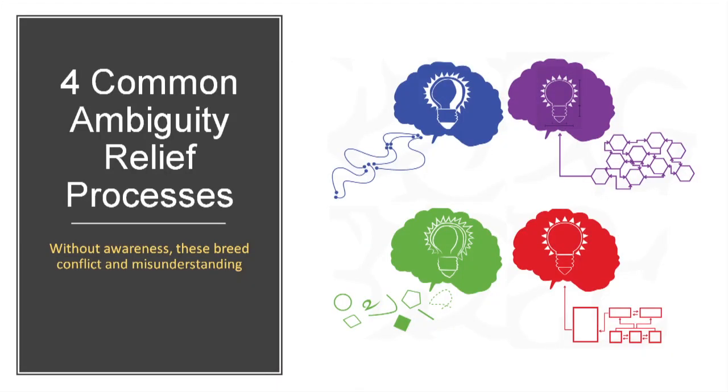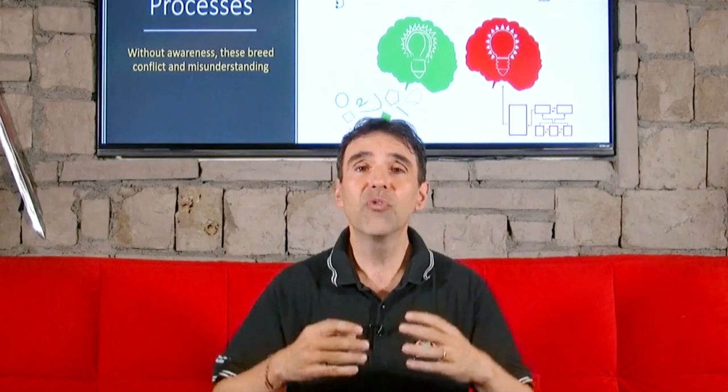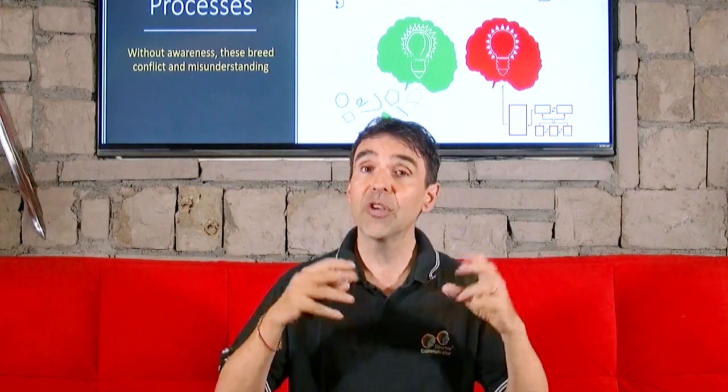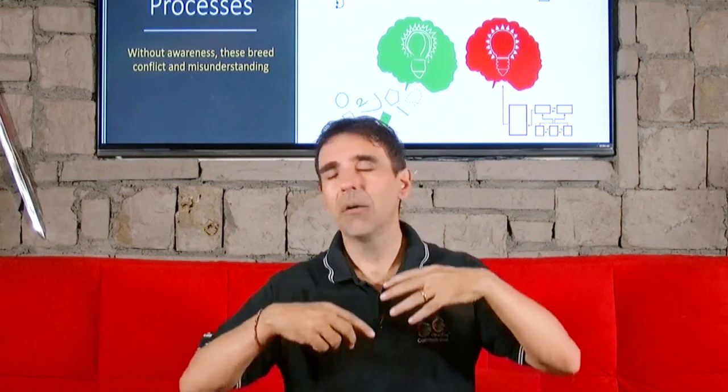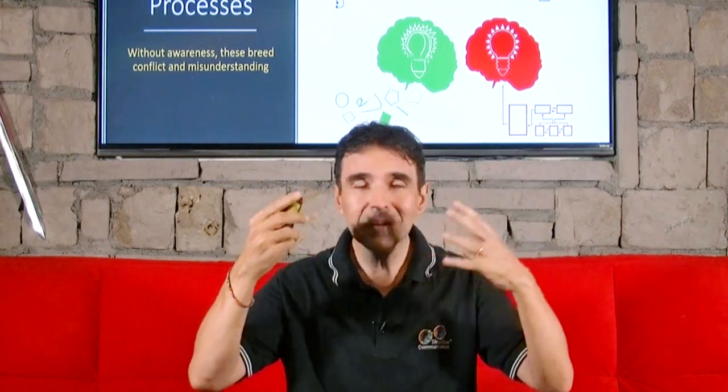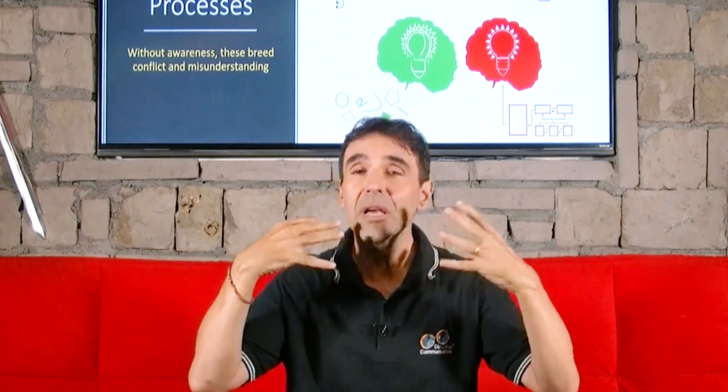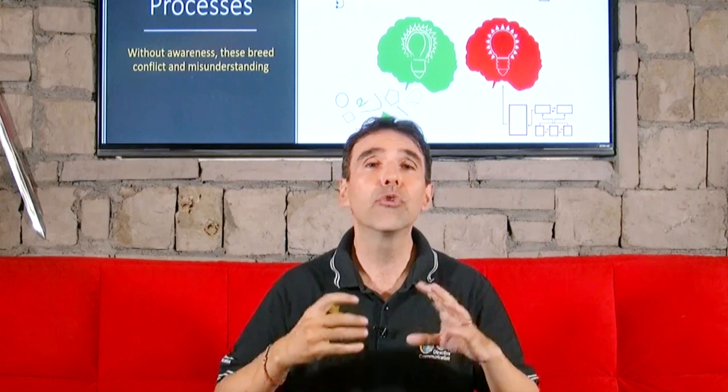All right? Now, we have also gone through the four main ambiguity relief processes. There is a very small portion of the population that have other than these, but the majority will fit into these four ambiguity relief processes. These are the different brain colors that we've discussed that identify the genetic process by which people are essentially getting clarity, coming up with ideas, coming up with solutions, coming up with innovations. All of these things are basically filtered through your brain's ambiguity relief process, okay?